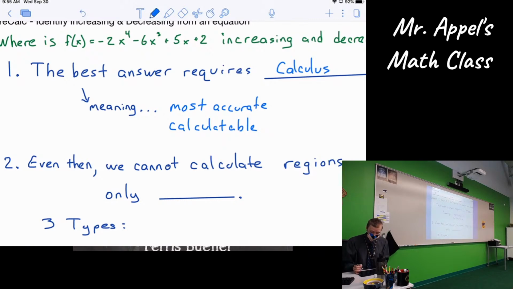The only thing you can calculate are points. Okay? That's the only thing you can find on the function. Right? We know how to do that in algebra. You can plug in values of x and get values of the function back out. You can get points. In fact, the function is made up of an infinite number of points.